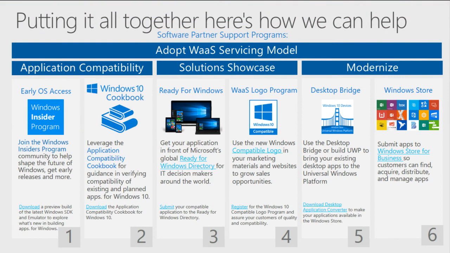Now, if you also want to modernize or evolve your Win32 application, you can also take advantage of the Windows 10 APIs, new capabilities and features, and transform your Win32 traditional application into UWP. We have tools like the Desktop Bridge for doing that. And there are also options about how to distribute your application, how to acquire and how to manage applications through the Windows Store. So you can take advantage of those as well.